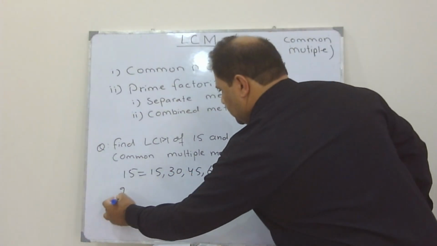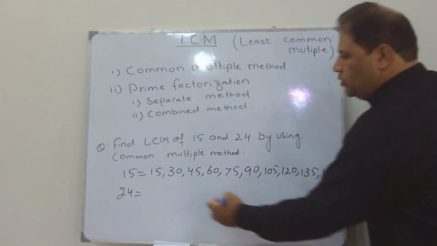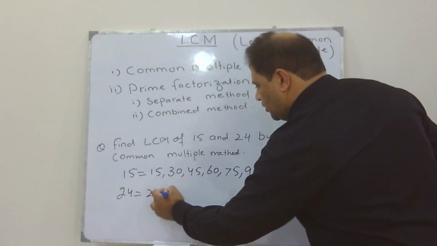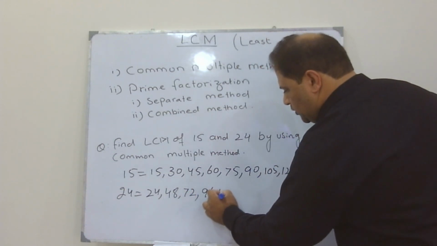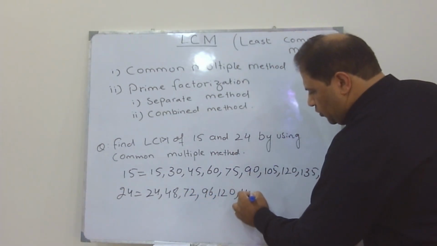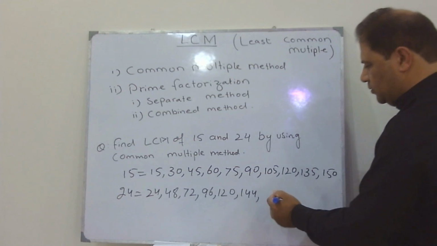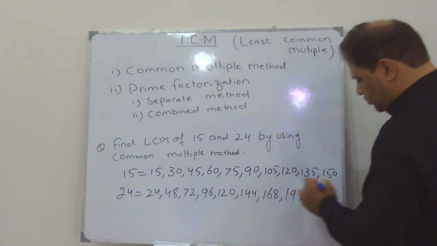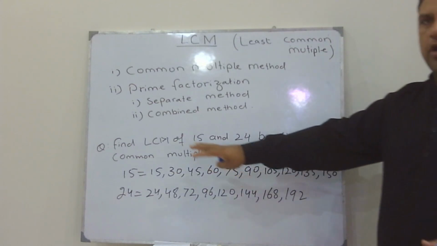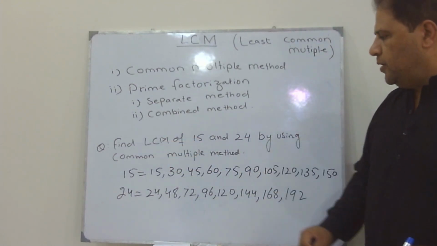Now the next number is 24. Write the table of 24: 24, 48, 72, 96, 120, 144, 168, 192. Now I have written these numbers. Now we will observe the common multiple among these.